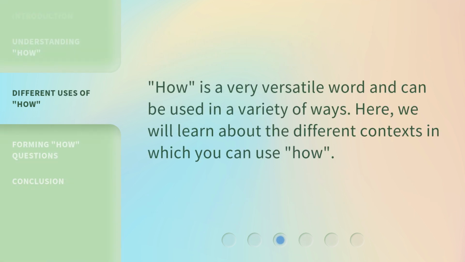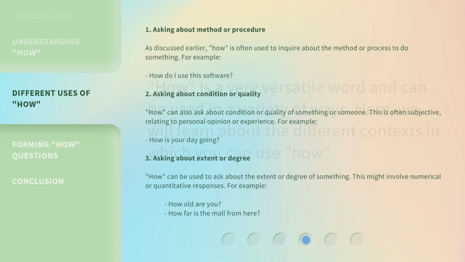How is a very versatile word and can be used in a variety of ways. Here, we will learn about the different contexts in which you can use how. 1. Asking about method or procedure. As discussed earlier, how is often used to inquire about the method or process to do something. For example, how do I use this software?